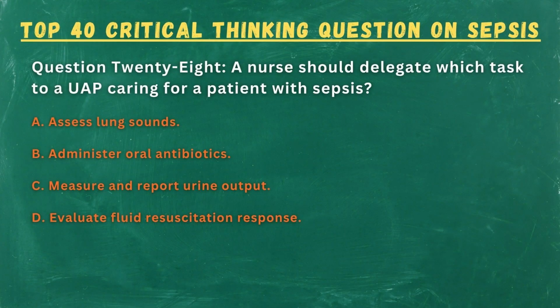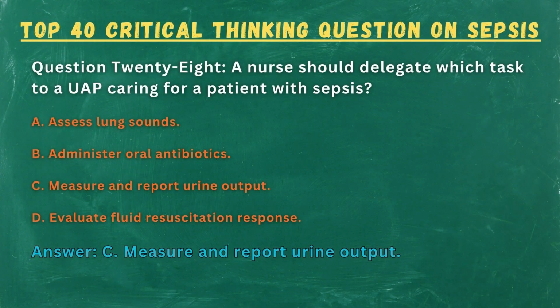Question 28. A nurse should delegate which task to a UAP caring for a patient with sepsis? A. Assess lung sounds. B. Administer oral antibiotics. C. Measure and report urine output. D. Evaluate fluid resuscitation response. Answer: C. Measure and report urine output.